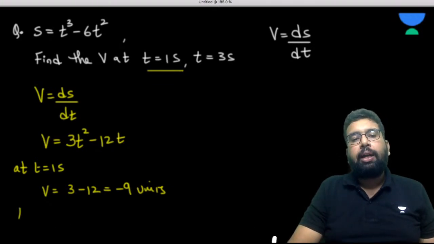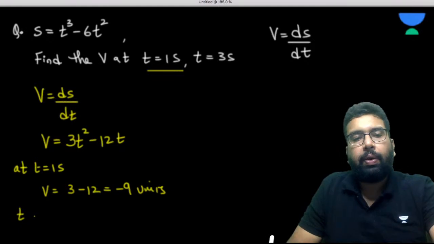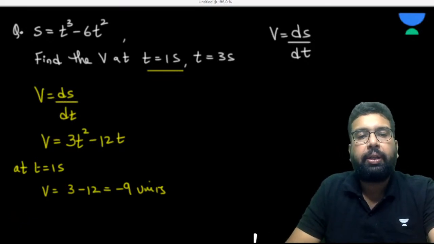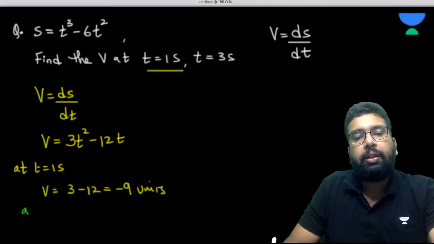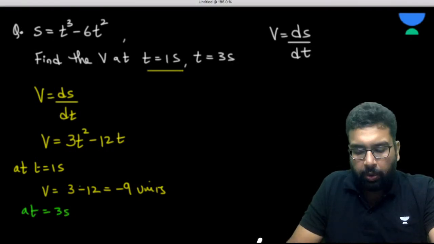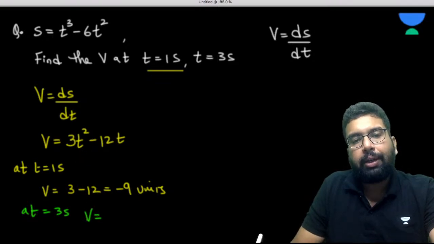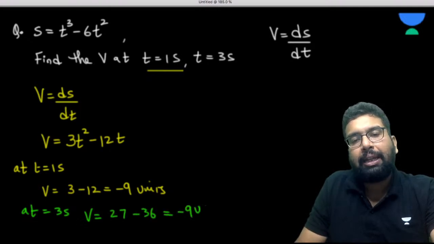Now what is the t? Now at t is equal to 3 seconds. Let's get it at t is equal to 3 seconds. If I write at t is equal to 3 seconds, you're going to put this t value in this v. So you are going to get 9 times 3, that is 27, and this is going to be minus 36. So this is going to be minus 9 units.